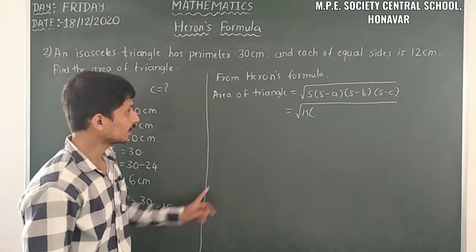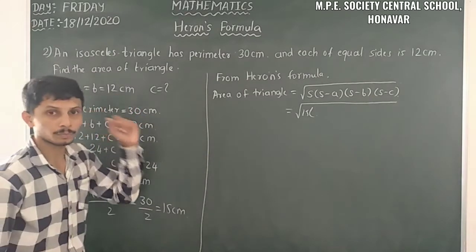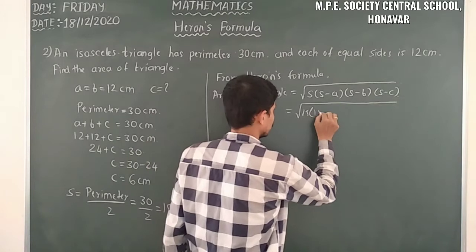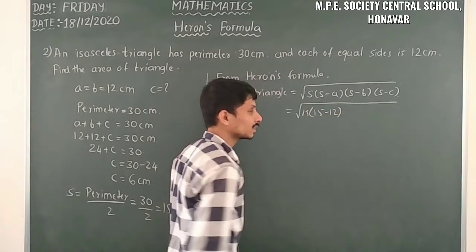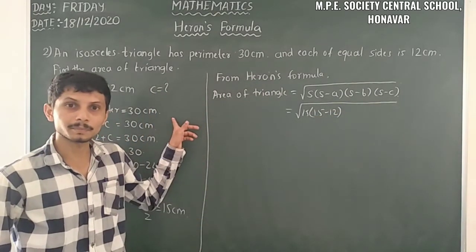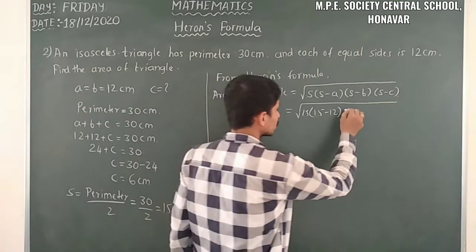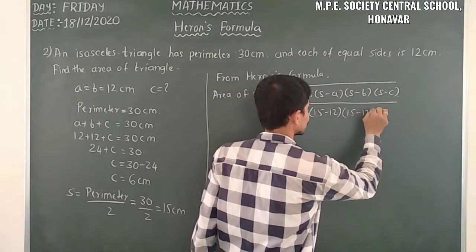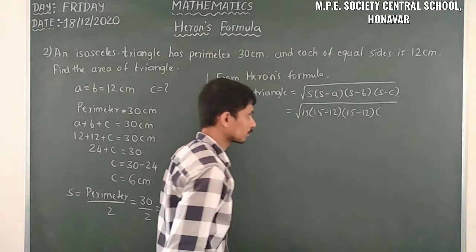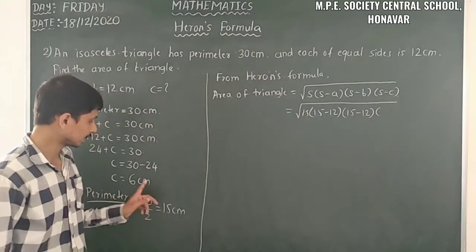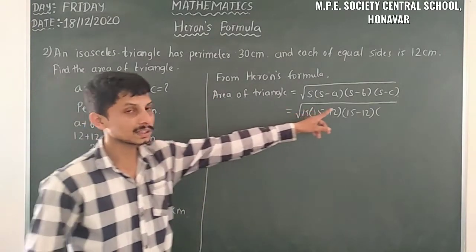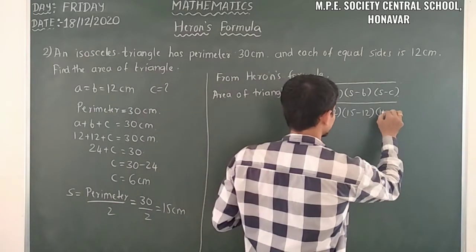So 15, and what's the value of A here? It is 12, 15 minus 12. And what's the value of B? The value of B is also the same as A, so here also we have 15 minus 12. And what's the value of C here? It is 6 centimeters. Here S minus C means 15 minus 6.